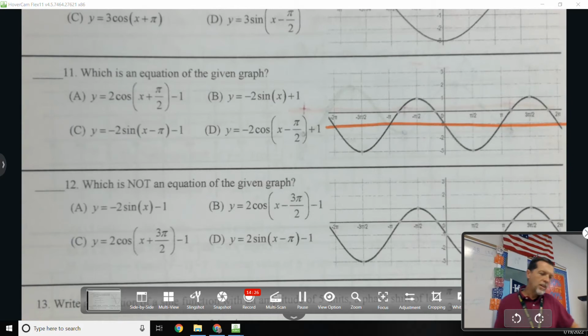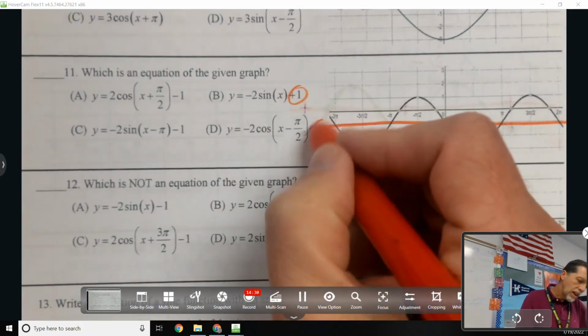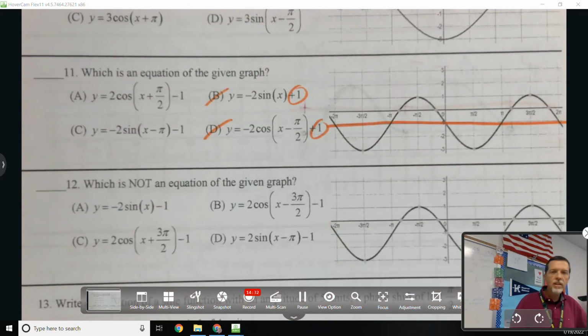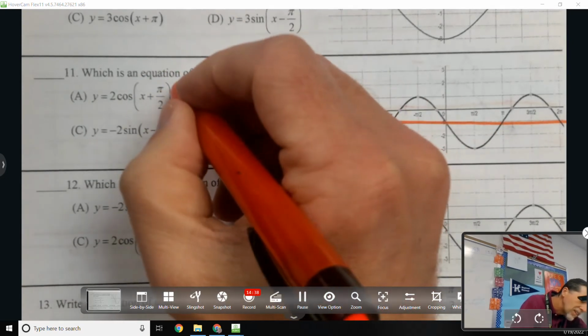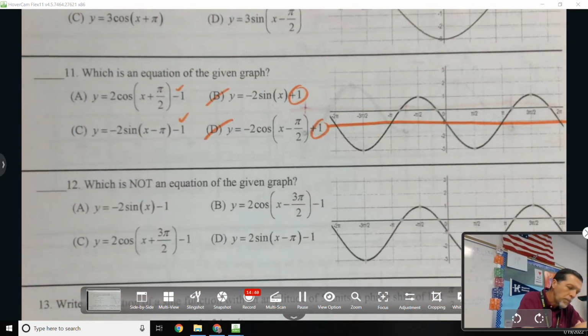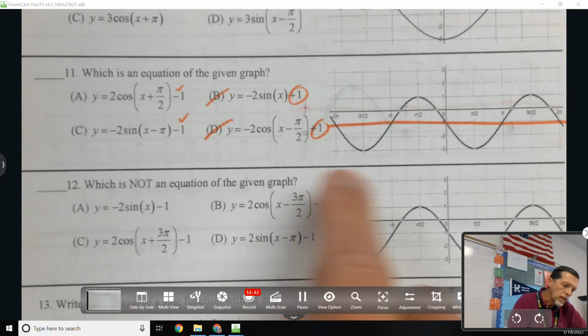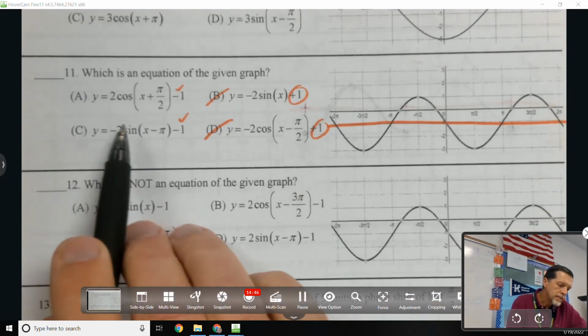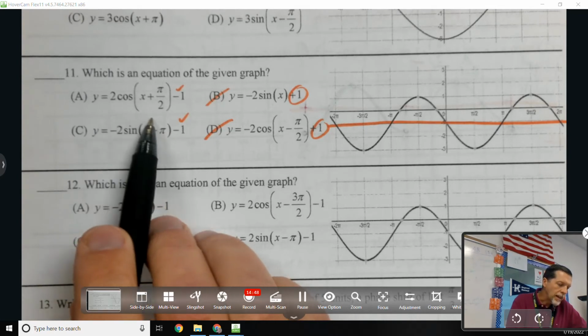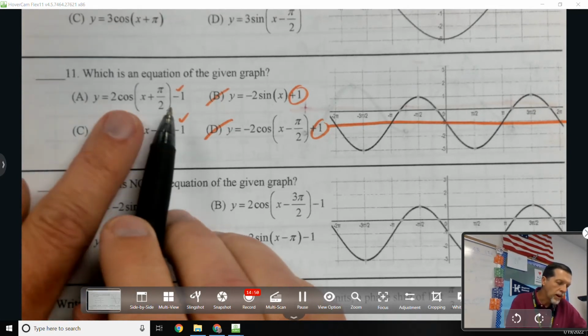My D should be -1 to drop the whole graph 1. So B and D are out. So that's, I guess, good news. Now we're at a 50-50 guess. Let's see. Amplitude is 2 for both. All right, now we're just going to have to look and see more carefully here.